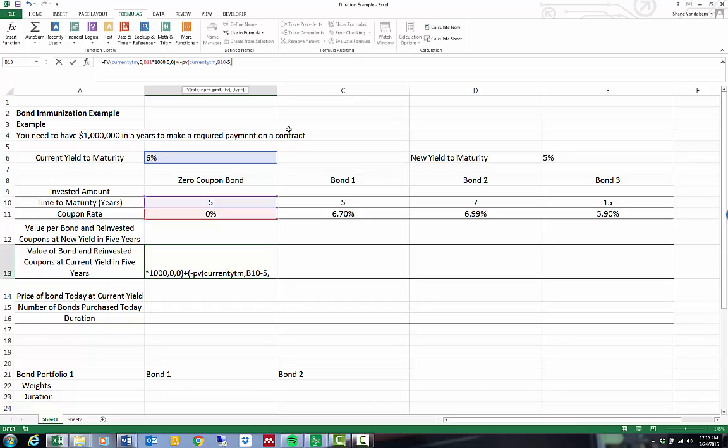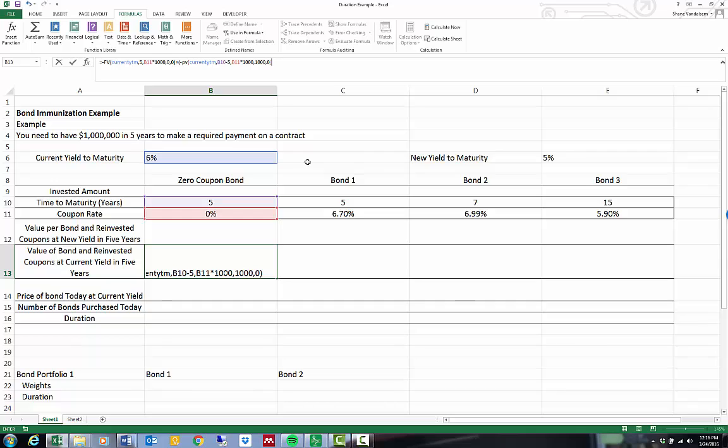The payment is going to be the coupon rate multiplied by 1,000, because for 2 of our bonds we do have payments that occur after time 5. And then our future value is $1,000. That's what we get at maturity. Then 0 for the type.